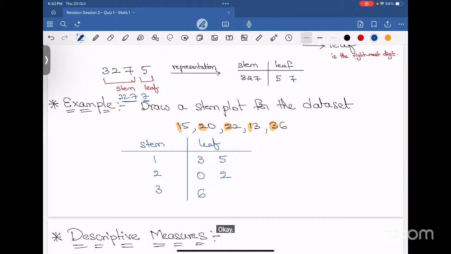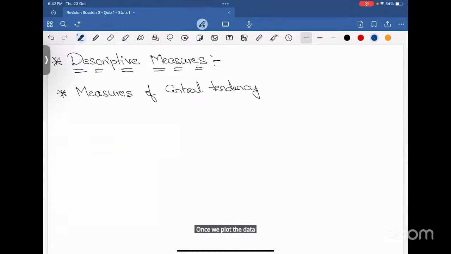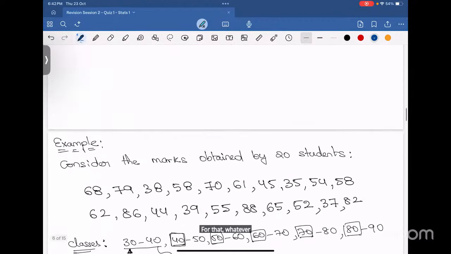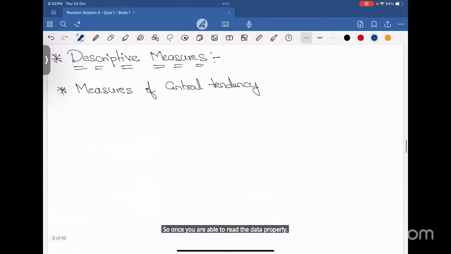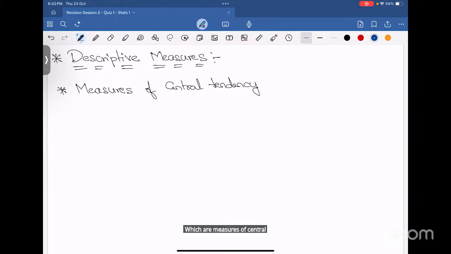All right. So let's come to the main thing. Once we plot the data or the plots are given to us, as of now, that is what we did, right? So given the data in any form, we should know how to read the data. For that, whatever we did so far is helpful. So once you are able to read the data properly, then you have to measure a few things that are asked. The most frequently asked ones are mean, median, mode of any data set, which are measures of central tendency. So first one is mean.